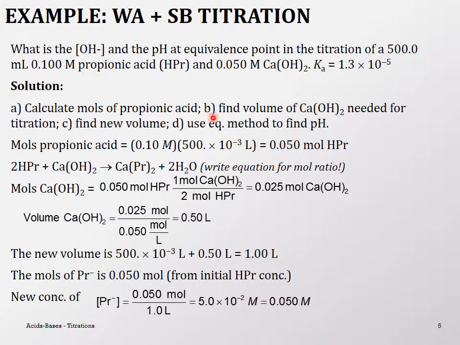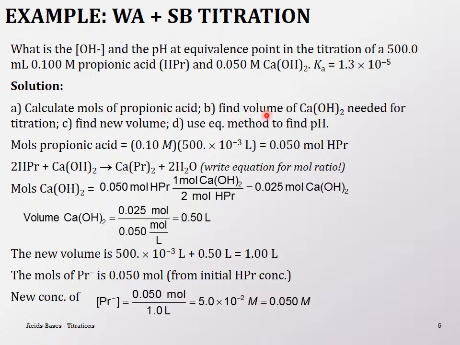How we're going to find the volume of calcium hydroxide is that when we know the moles of propionic acid, then we know the moles of calcium hydroxide. And we have the molarity of calcium hydroxide. So we're going to use all of that information to find the volume of calcium hydroxide. We can do this because we're dealing with the equivalence point, in which the mole ratio is equal.